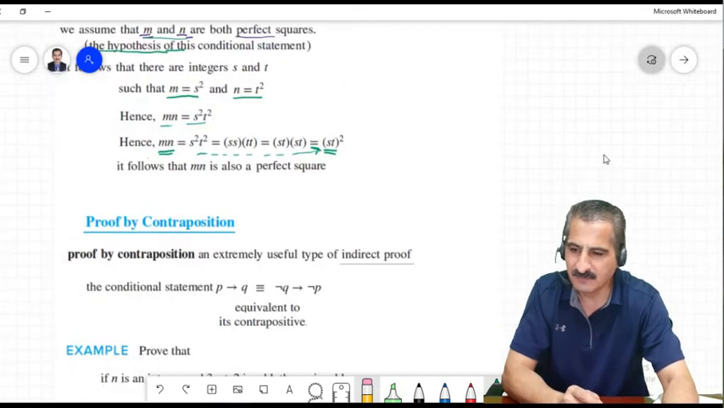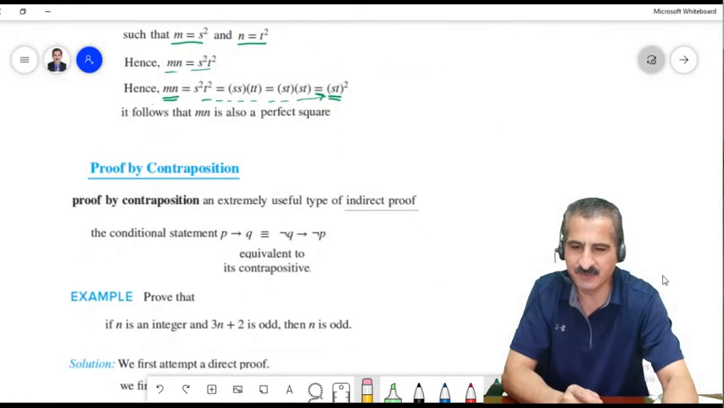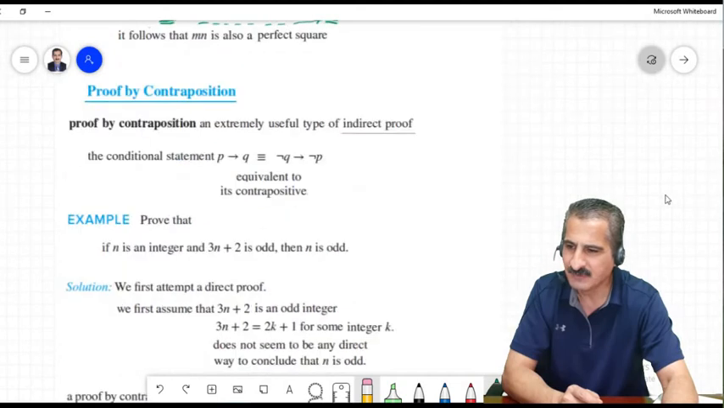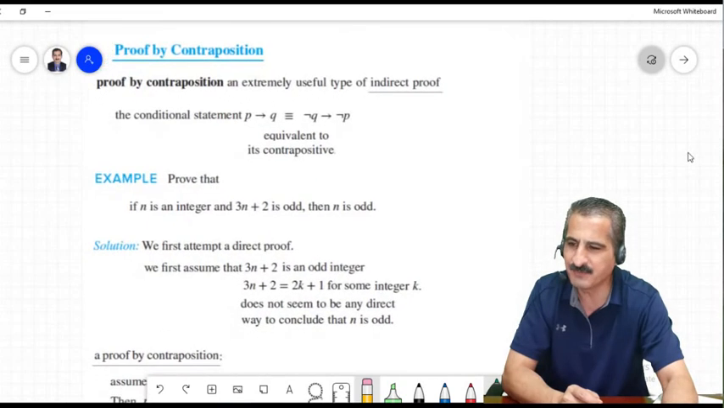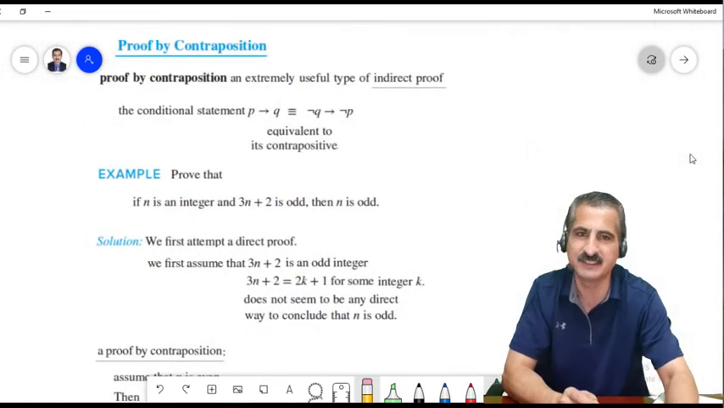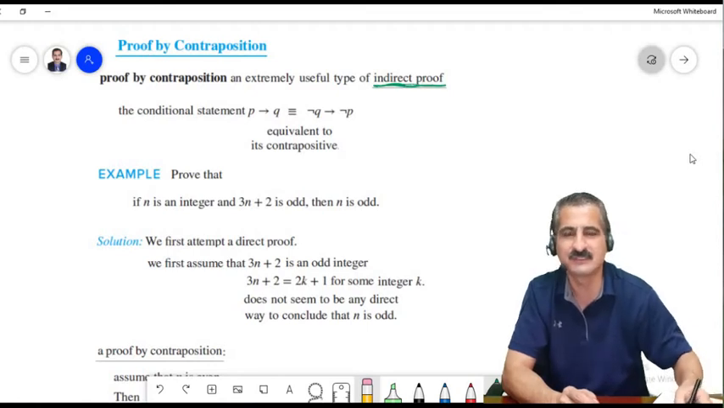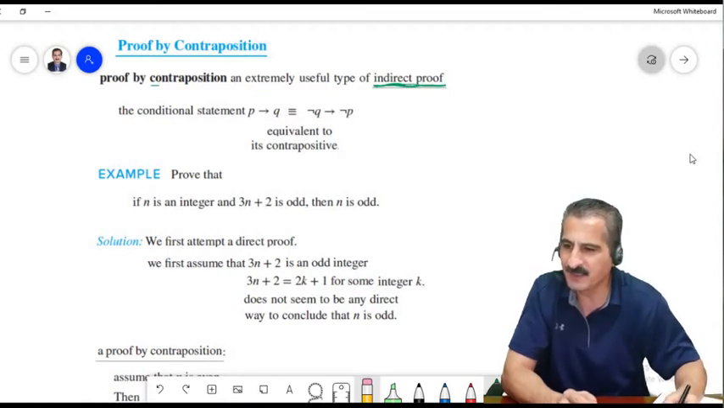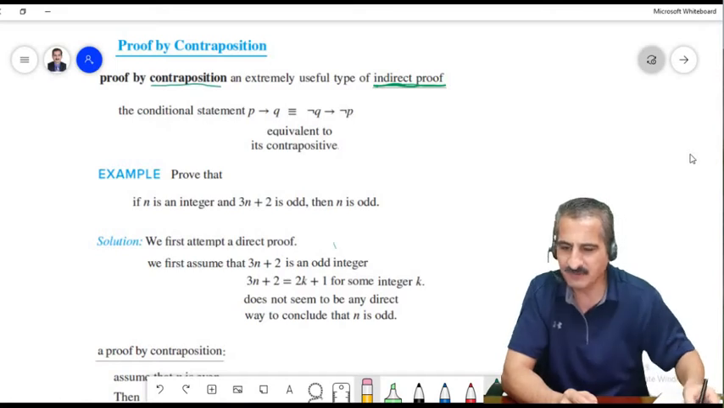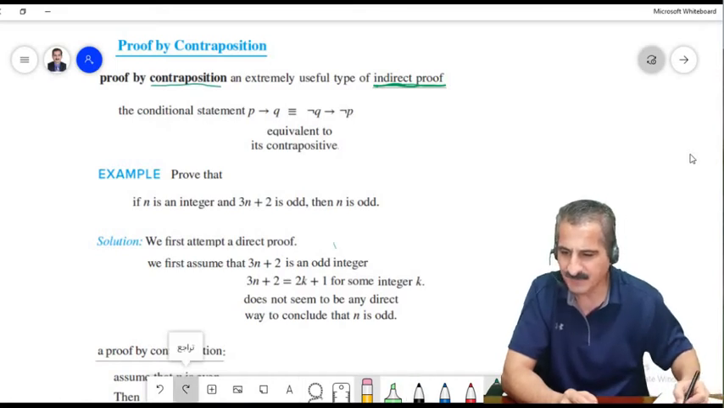Now we will see another kind of proof, which is called proof by contraposition. And this is not a direct proof. We will not be using the hypothesis and going to a conclusion. We will do it some other way. So proof by contraposition. Remember contraposition? It means contrapositive. Here we go.